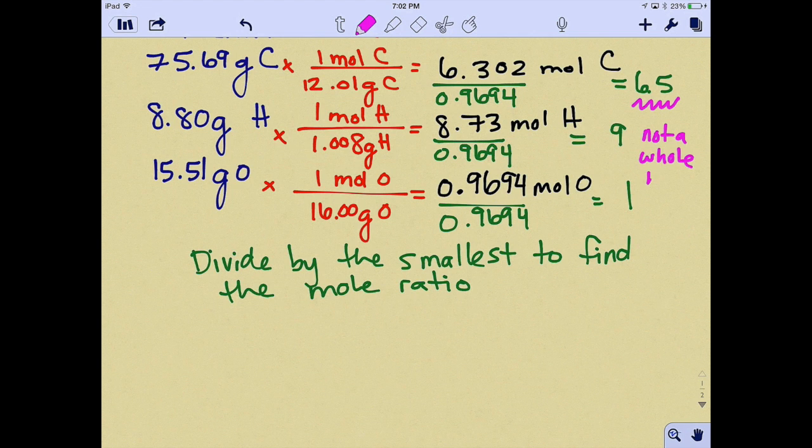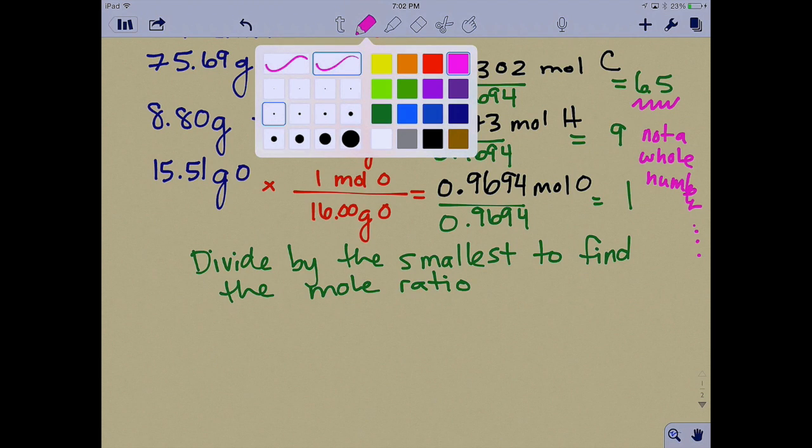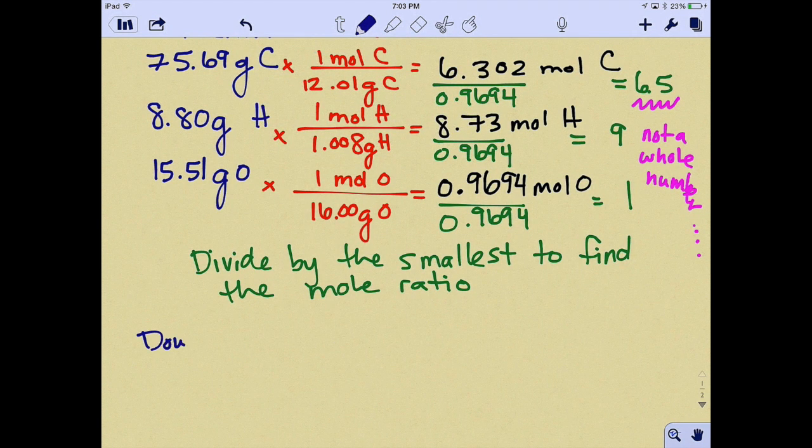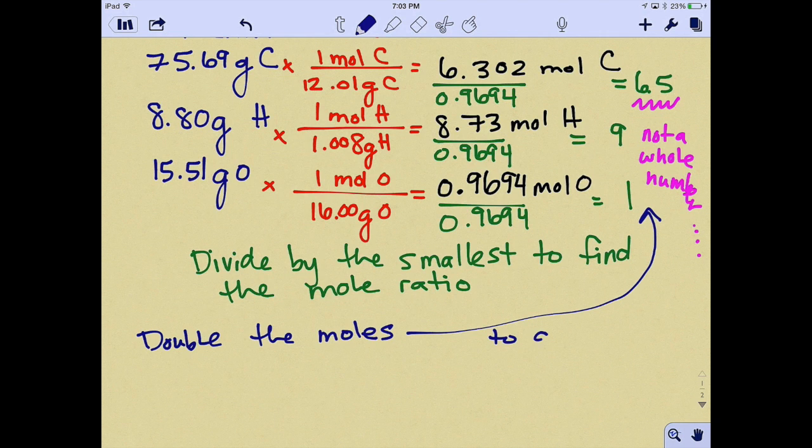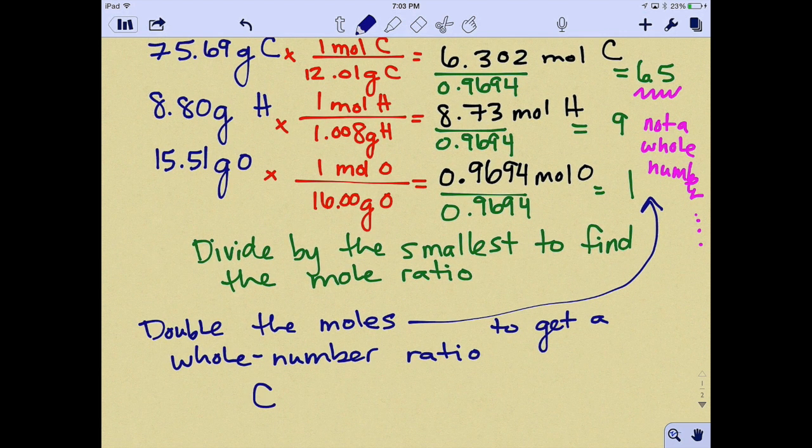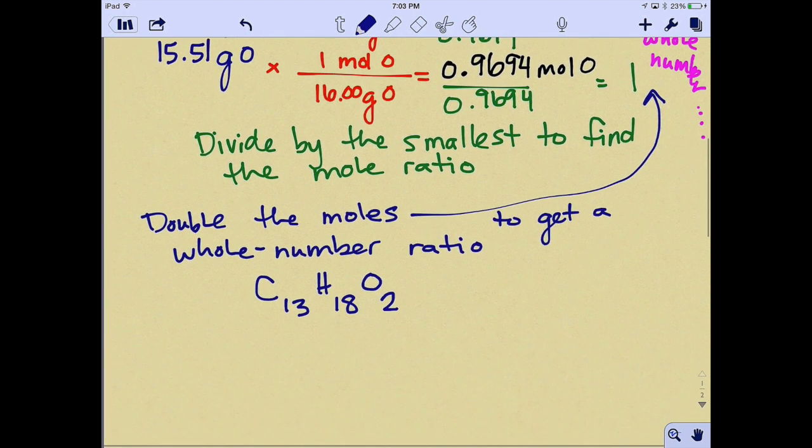Lucky for us, that 6.5 is really easy to change into a whole number. I'm just going to multiply it by 2. But if I do that, I'm going to mess up my ratio, so I need to double all of my numbers. I chose to double because if I double something that's a half, it changes into a whole number. So 6.5 times 2 is 13, 9 times 2 is 18, and 1 times 2 is 2. Let's write that down: 13 C's, 18 H's, and 2 O's.